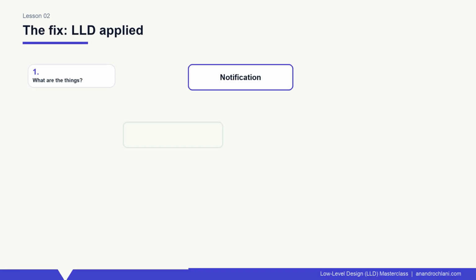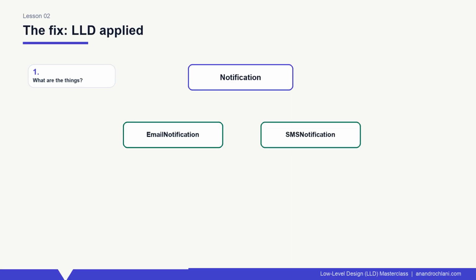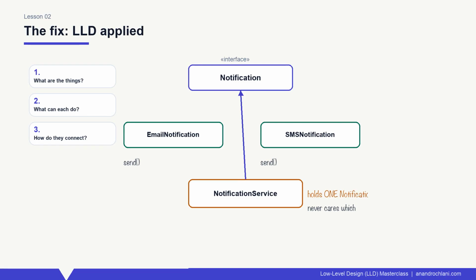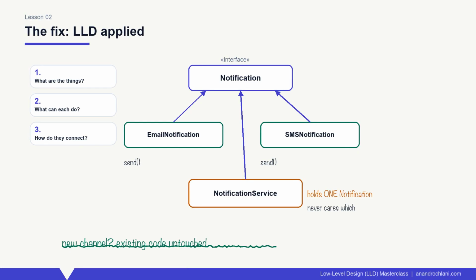Now let's answer the 3 low-level design questions from lesson 1. What are the things? A notification, an email notification, an SMS notification, and a notification service. What can each thing do? Each notification type knows how to send itself. How do they connect? The notification service talks to any notification through one shared interface. Draw it out. The service points to the notification interface. Email notification and SMS notification both implement that interface. The service never cares which one it is holding. That means adding a new channel does not touch the existing ones.